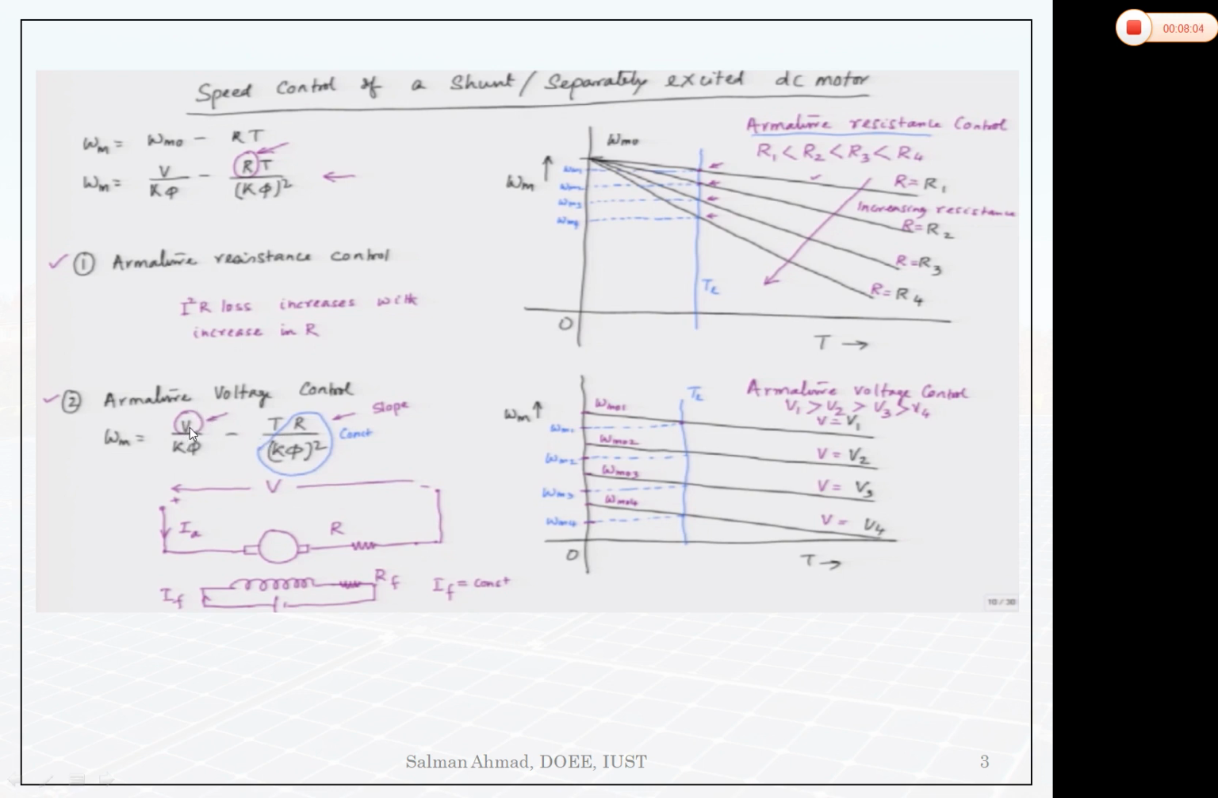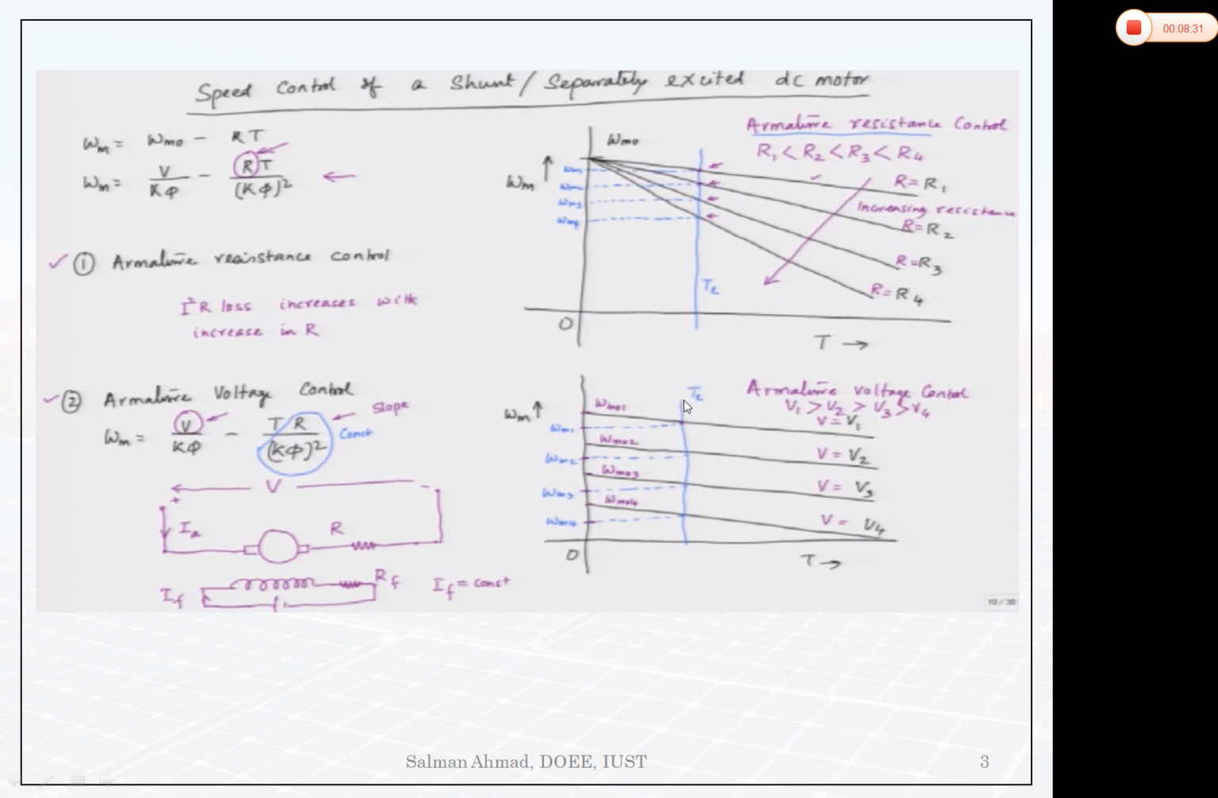If we are having lesser voltage, the characteristic will shift downward, but all these lines will be parallel to each other. So you can see here, for V is equal to V1 we are having this characteristic, then for V is equal to V2, if we are decreasing the voltage, the characteristic will shift downward. Then for V is equal to V3 we are getting this characteristic, for V is equal to V4, like that.